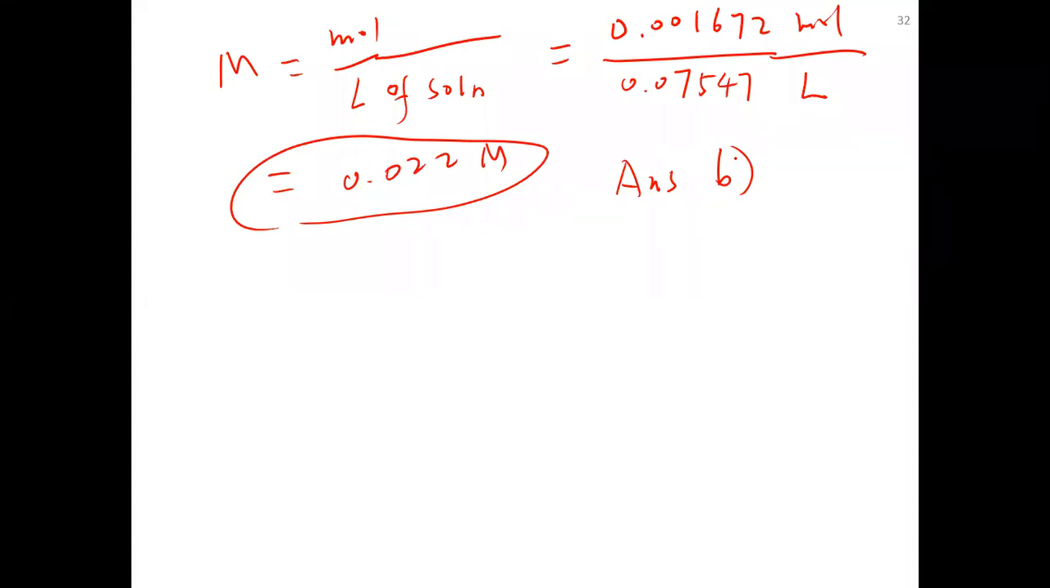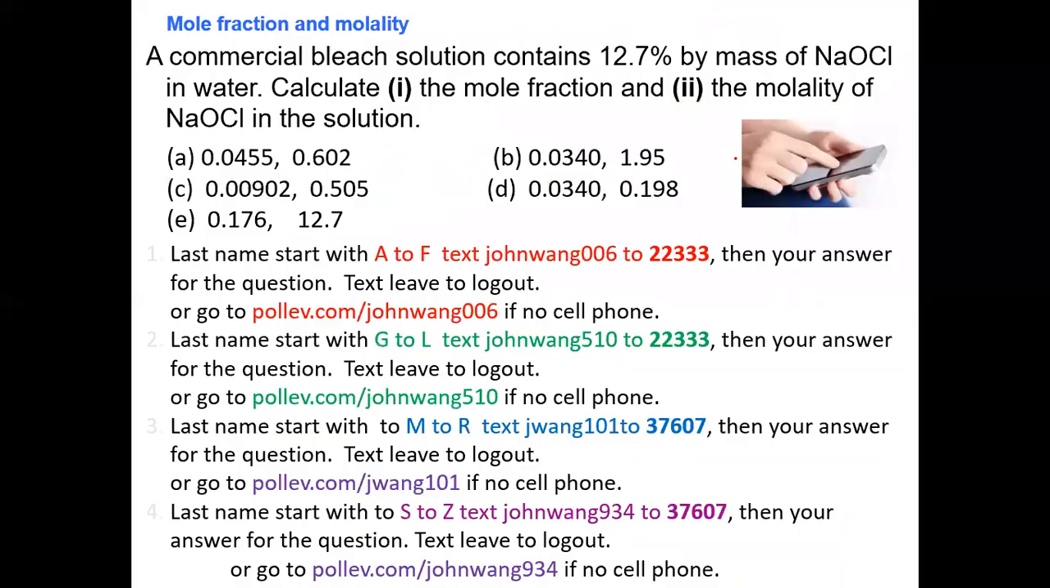Okay, any questions or comments? Okay, so this is the clicker question. It kind of reviews the bleach problem. I changed the number to 12.7 by mass percent. So take a screenshot or take a picture of this question, and I am going to go activate this question. Don't answer yet. The question is not activated yet.